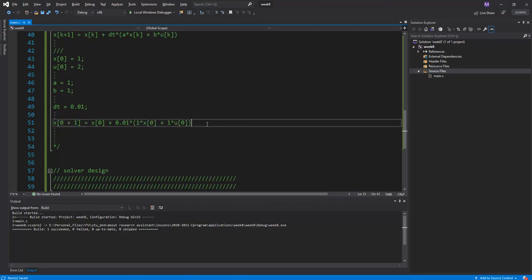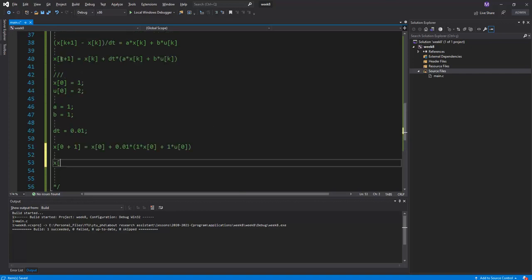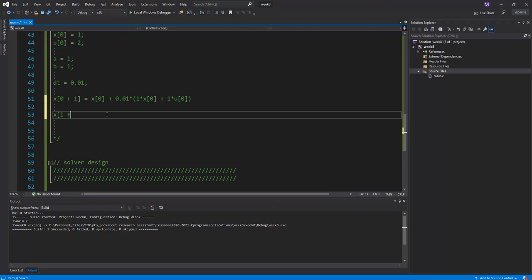And so what about the next iteration? The next iteration, if the k value is equal to 1, and so 1 plus 1 is equal to what?